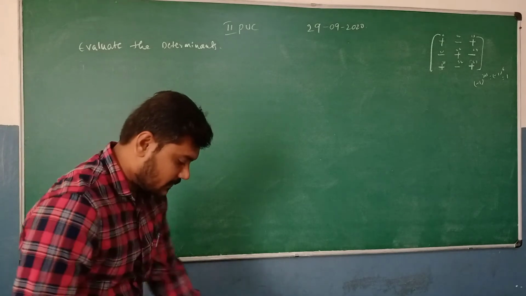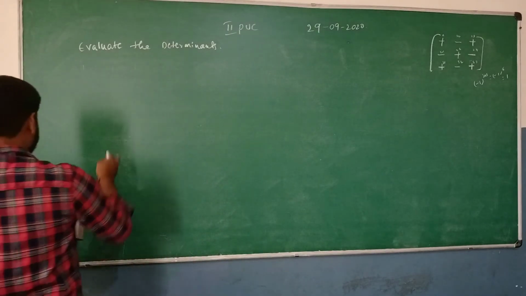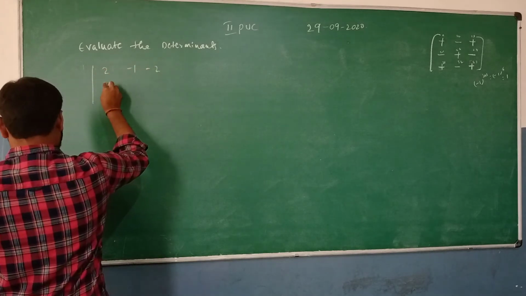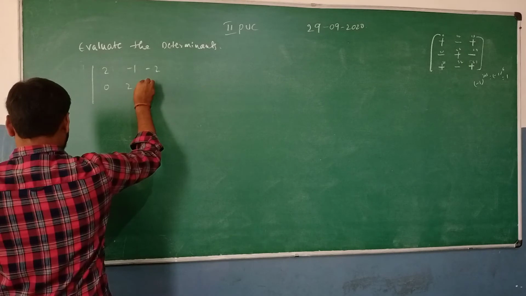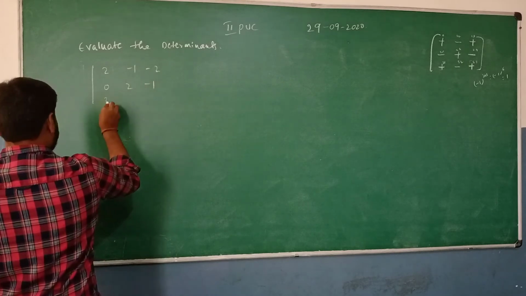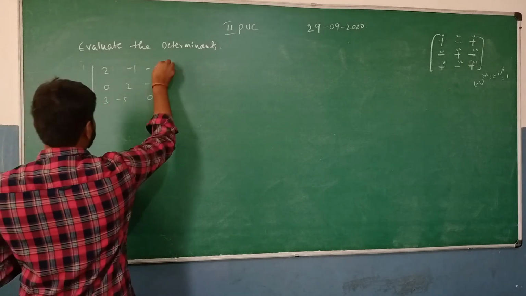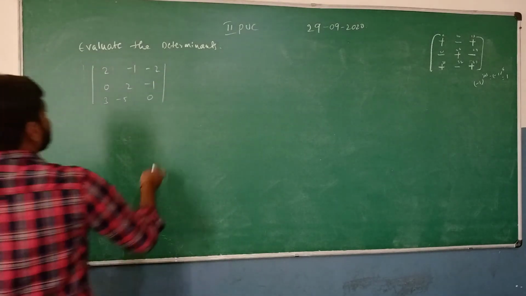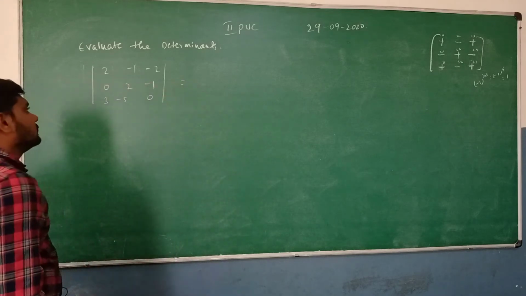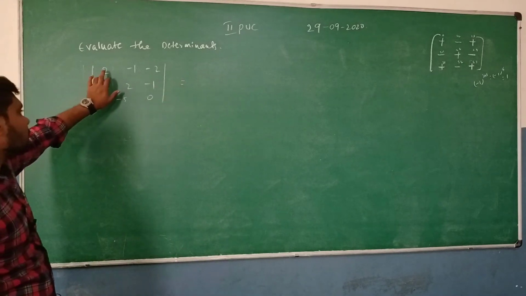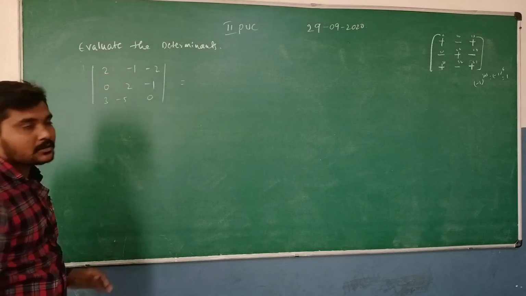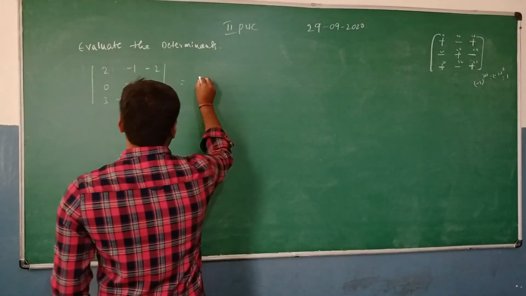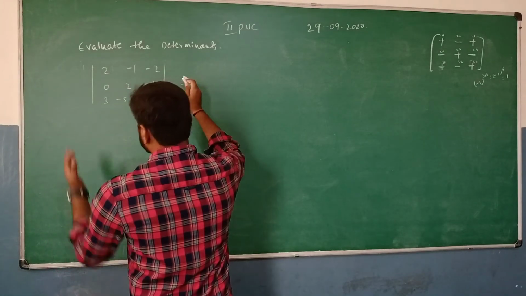Okay, so the next one is 2 minus 1 minus 2, so 0 2 minus 1, then 3 minus 5 0, 3 minus 5 0. Okay, so here, expanding through what? We can expand through column 1 or row 1. Maximum number of times you are going to solve through row 1 itself. So that's going to be expanding through row 1. So I'm just going to solve these things here.